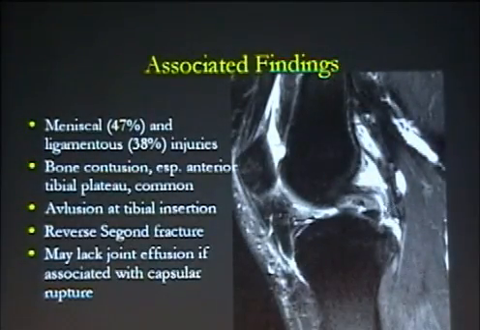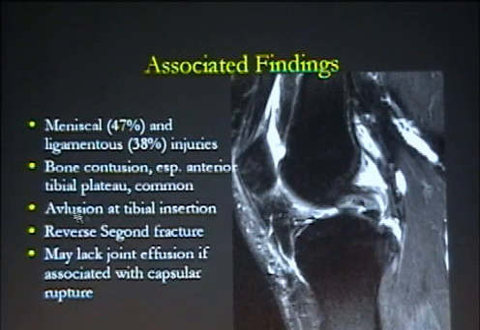Not very hard to diagnose these, but I do want to go over a couple of associated findings that you should look for when you see a PCL injury. Commonly associated with meniscal injuries and with ligamentous injuries, as well as bone contusions. Avulsions of the tibial insertion, I mentioned before. There'll be interruption of that 7 sign formed by the posterior aspect of the tibial eminences and the posterior aspect of the proximal tibia. The reverse Segond fracture is associated with PCL injury.